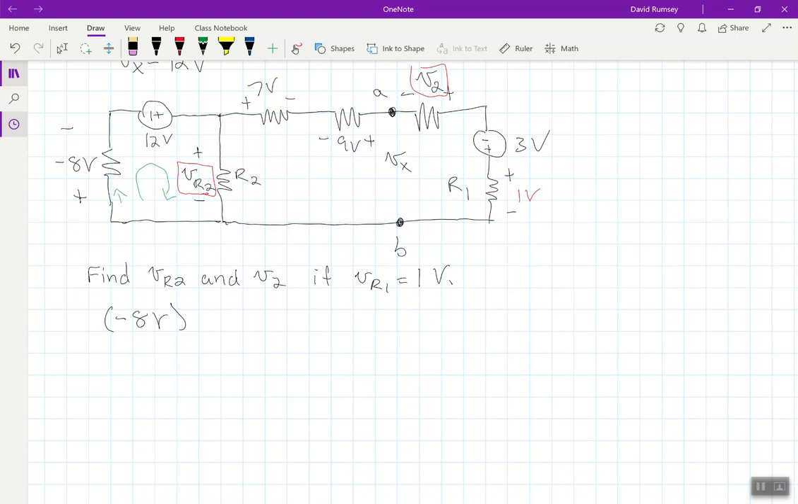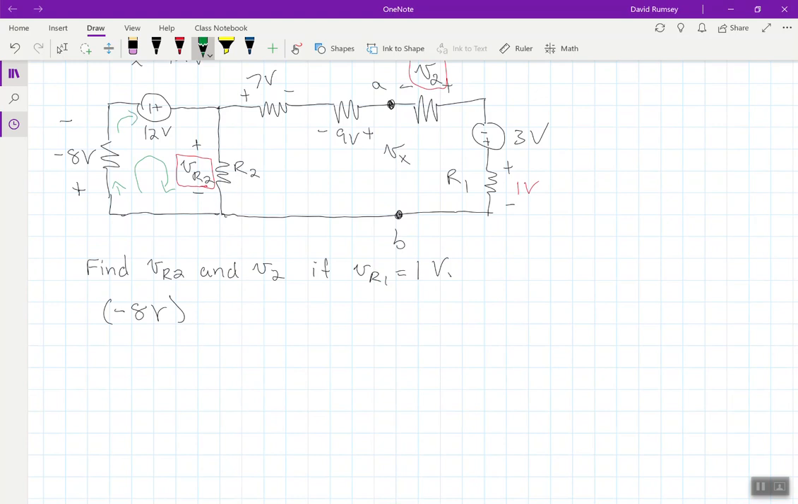Alright, so I'll erase that plus now. Then I'm coming into the minus sign of this power supply, so that means I'm going to have a minus here. And what's the value of that power supply? That's 12 volts. Then continuing on into the last circuit element, we see that it's going in on the positive side, so I get plus VR2. Now I've gotten all 3 of my circuit elements, and so this is equal to 0.